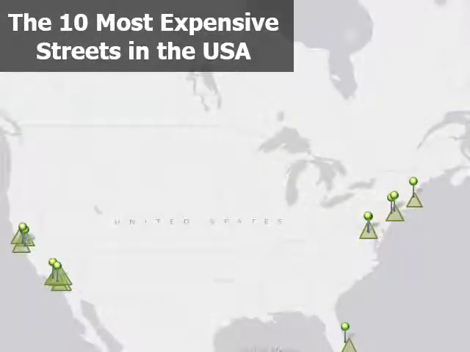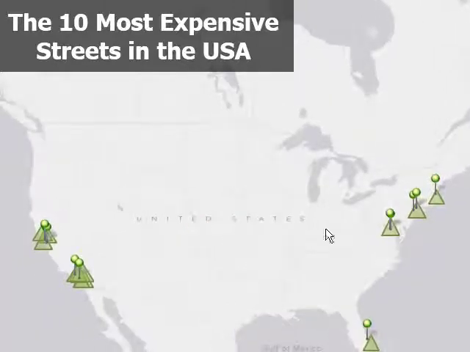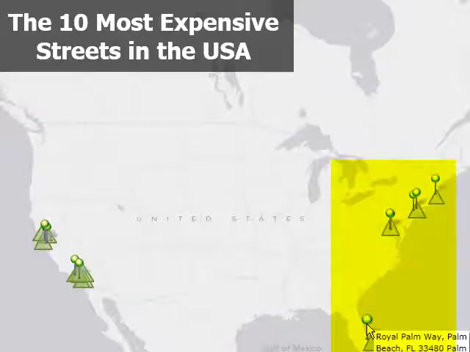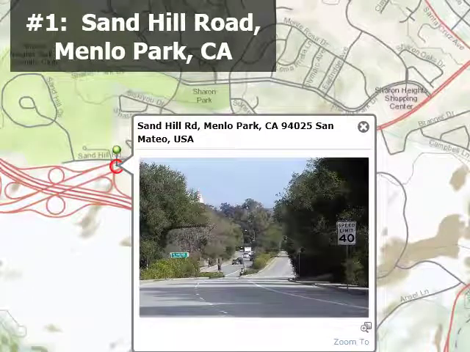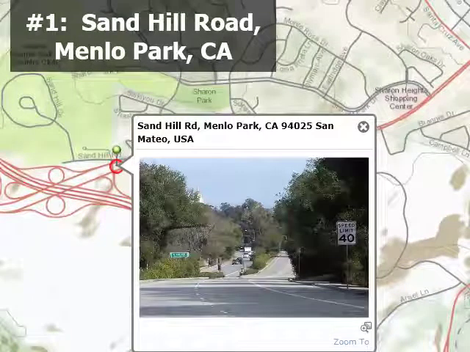Why do you think the 10 streets are distributed across the country as they are? It looks like they're coastal, doesn't it? There's a bunch of them out here in California, there's some in New England and the Mid-Atlantic states, and there's one down here in Florida. Interesting. Here's the first street, which is available on the next slide.